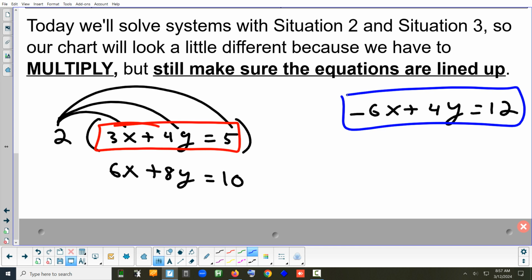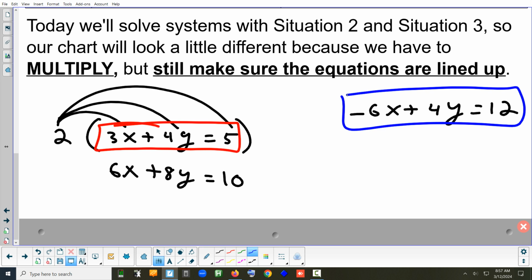Yeah. No. If you look at the red and the blue box, you've got a 3 for the x, so do you have a negative 3 over here? No. You've got a 4 for the y, so do you have a negative 4 over here? No. And then a 5 and a 12. So these equations don't have what we had yesterday.